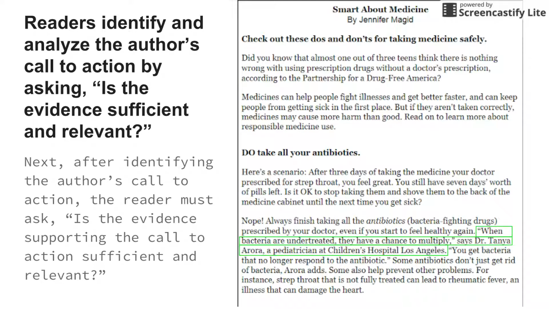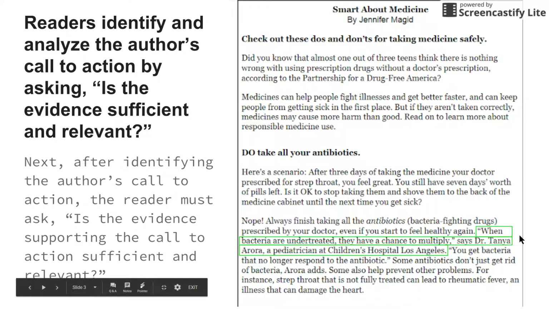Doctors are experts in regards to medication. They know what medications help overcome illness. They know what medications have bad reactions. When you are taking numerous medications, they'll know which ones have bad reactions together. And so they're very knowledgeable about medication. This particular author includes a voice of authority, Dr. Tanya Arora. The call to action is take medicine responsibly by taking all your antibiotics.